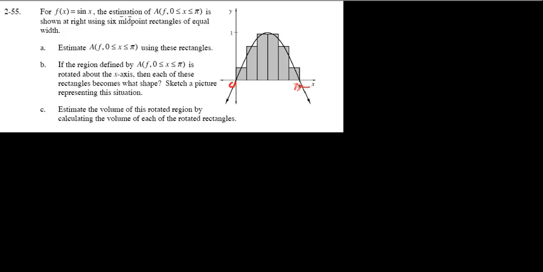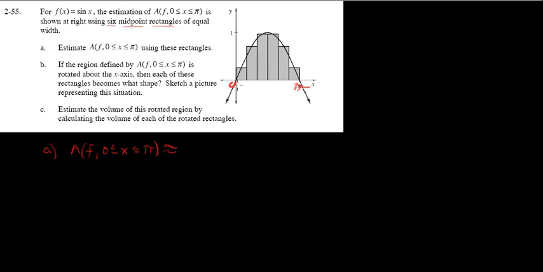And we want to estimate the area between 0 and pi, this area, using 6 midpoint rectangles of equal width. So part A is to estimate the area. Let me do that. Our function from 0 to x less than pi. When we're estimating, remember to always use squiggly equal signs because it's an estimate, approximately.